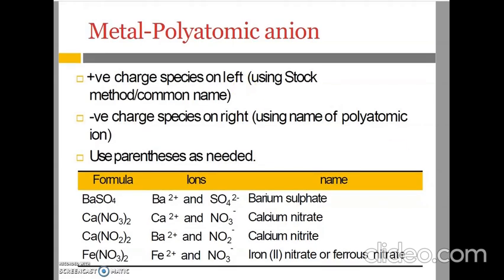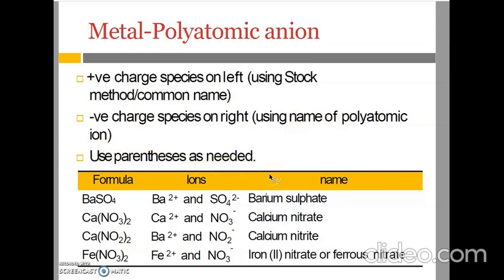Next is metal-polyatomic anion. So the positive charge species is on the left and the negative charge species is on the right. For the positive charge we use the Stock metal name or common name, while for the negative charge species we use the name of the polyatomic ion, and then we use parentheses as needed.